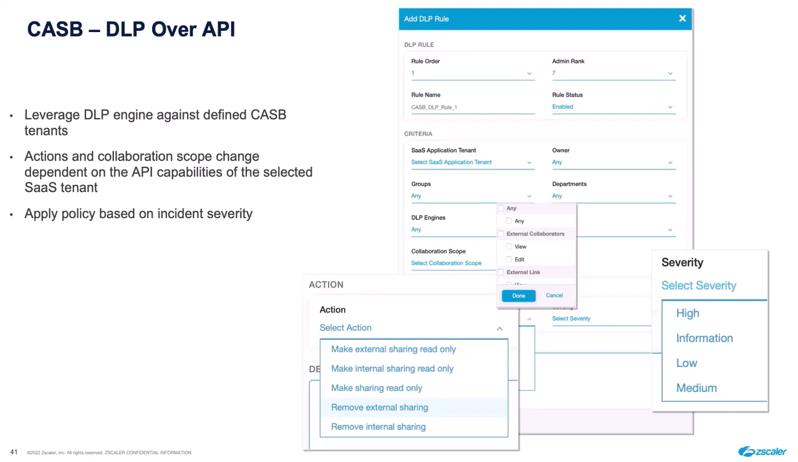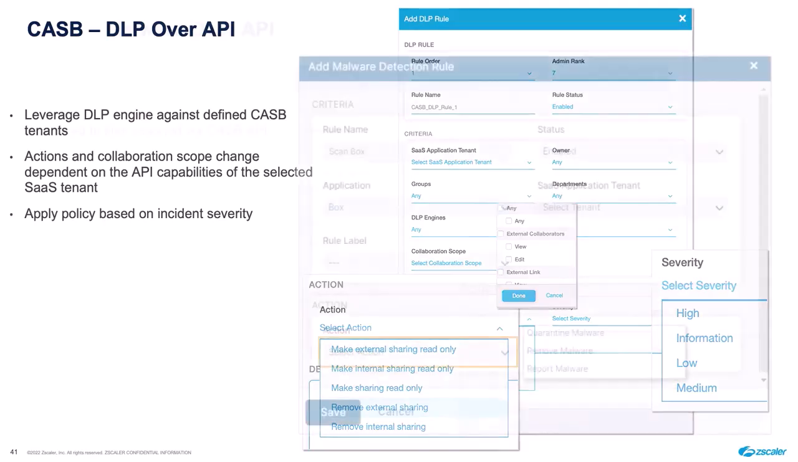So simple policy, you select your cloud applications, your application tenant, you attach the same DLP engine, and then you tell us when we find these external collaborators, external link, do you want us to just send you an alert, or do you want us to automatically remove this exposure? And using API, we can take all kinds of remediation action.